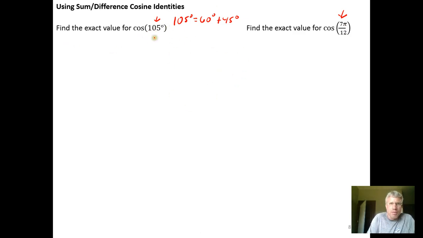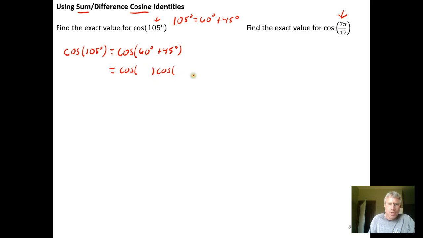So I'm going to take care of this first, and then we'll step over and take care of this one, understanding that they are the same problem. So this is cosine of 105 degrees, which is equal to the cosine of 60 degrees plus 45 degrees, which then lets us use the sum identity for the cosine function to rewrite this as the product of the cosines, and it's plus, so the identity is going to have the minus in it. It's going to be the product of the sines, and we're going to get 60 degrees, 45 degrees.